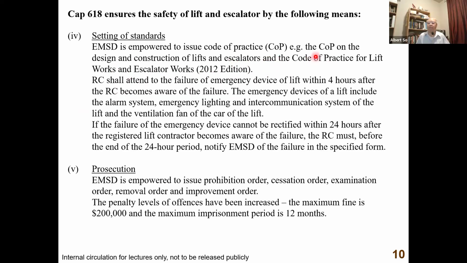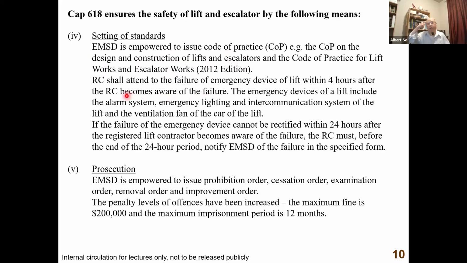But this one is mainly controlling what works have to be done during maintenance and during yearly maintenance. So maybe when you are doing your coursework, this document is helpful. It tells you what has to be done on a yearly basis or a monthly basis.